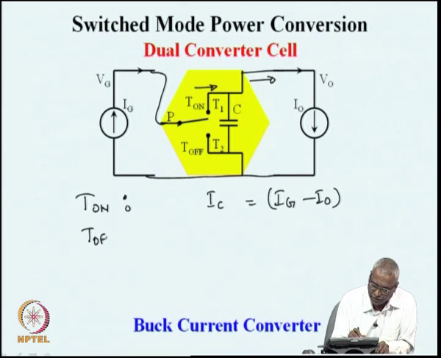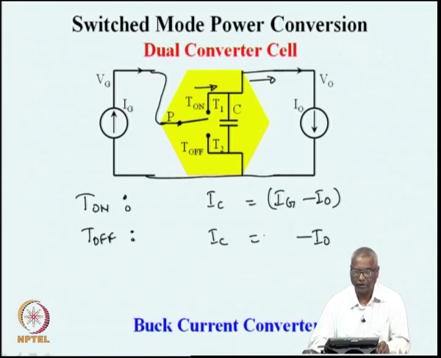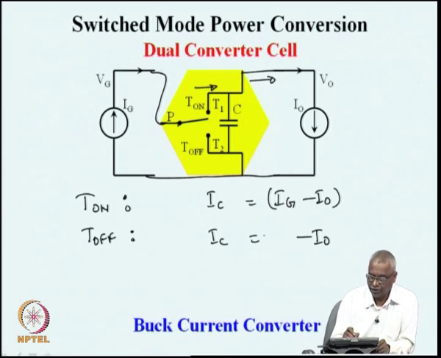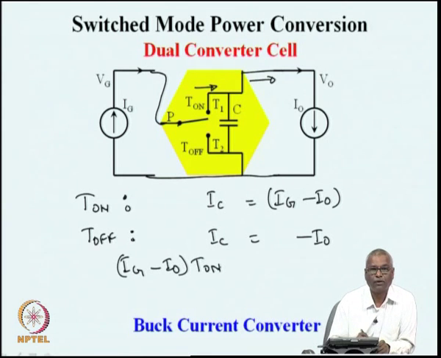If you see the off state, when the switch is connected to this end, IG is just short circuited through the switch and I naught only is flowing through the capacitor with a minus sign, because it is coming out of that. This is the capacitor current during the off time. So, if we find out what is the total charge into the capacitor, it will be IG minus I naught into T on minus I naught into T off.